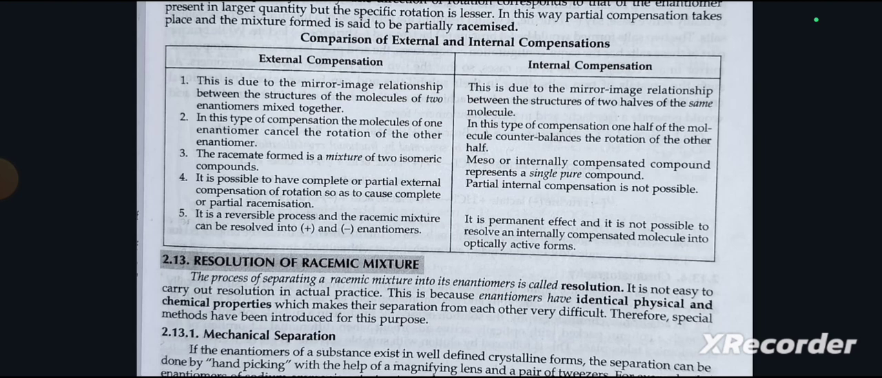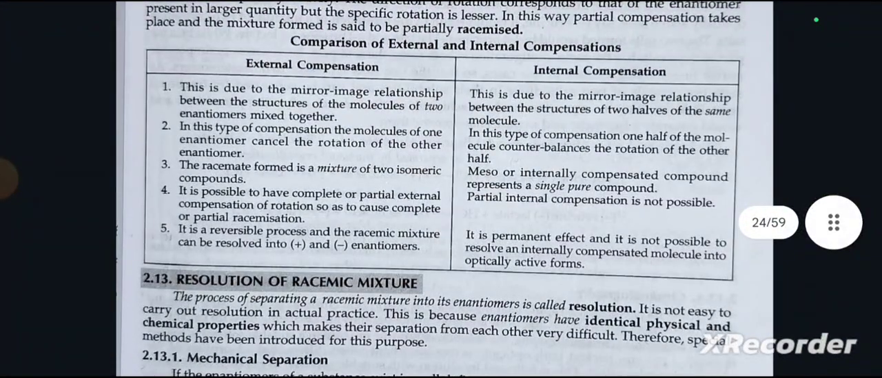Comparison of external and internal compensation. External compensation. Internal compensation. First, external: this is due to the mirror image relationship between the structures of the molecules of two enantiomers mixed together. Internal: it is due to the mirror image relationship between the structures of two halves of the same molecule. External: in this type of compensation, the molecules of one enantiomer cancel the rotation of the other enantiomer. Internal: in this type of compensation, one half of the molecule counterbalances the rotation of the other half.